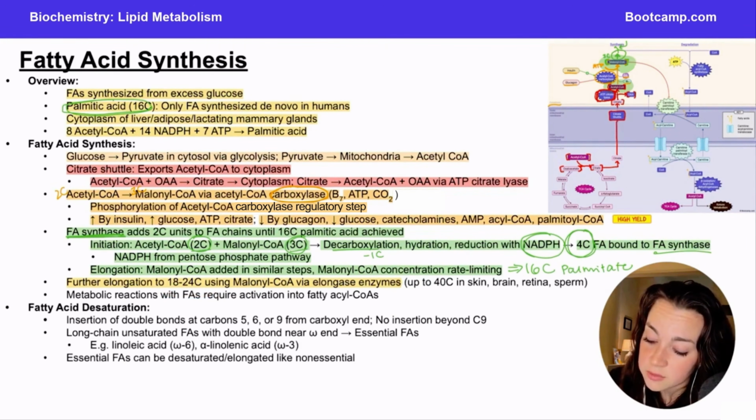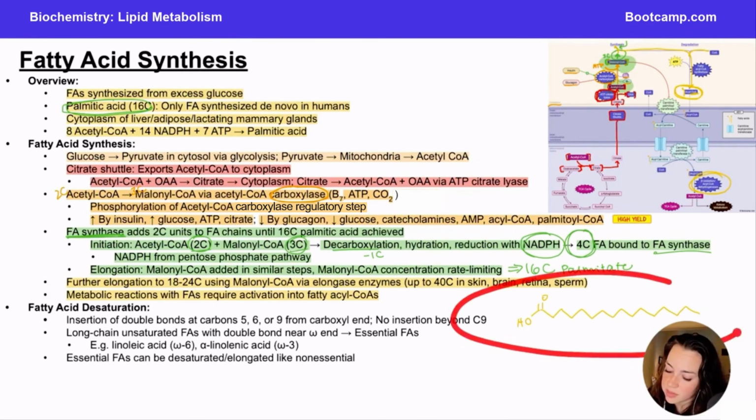These chains can get up to 40 carbons long in places like the skin, the brain, sperm, and the retina. And we're still discovering the functions of these ultra long 40 carbon fatty acid chains in some of those tissues. And then, as we talked about in some of these previous videos in this chapter, metabolic reactions with fatty acids require activation into fatty acyl CoAs.